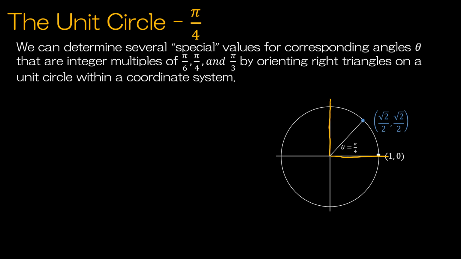So again, we know that this is just a triangle, and it's a right triangle at that, meaning we can use the Pythagorean theorem. And pi divided by 4 is actually 45 degrees.